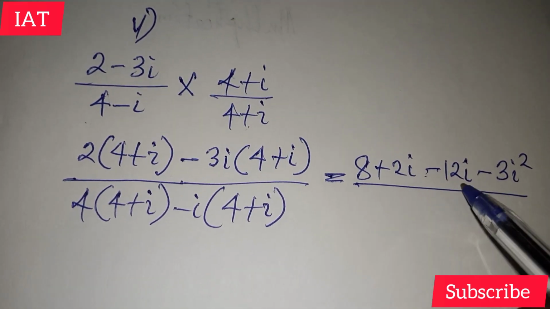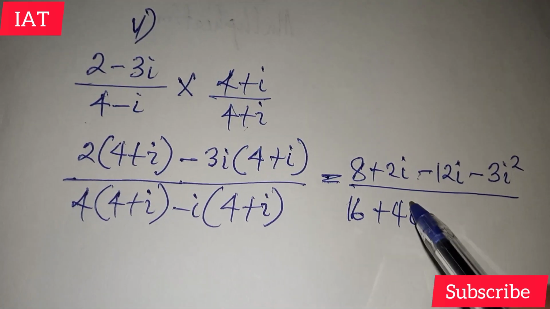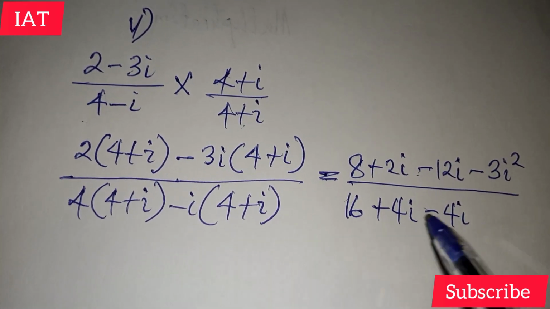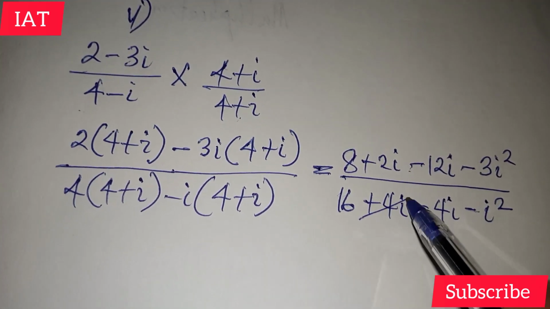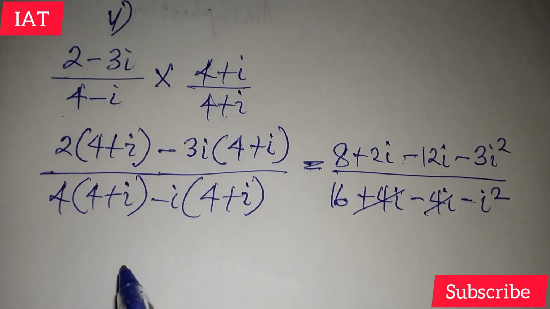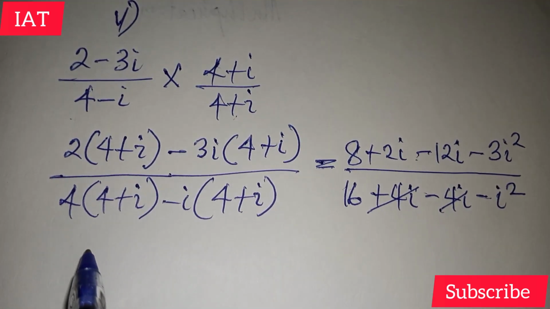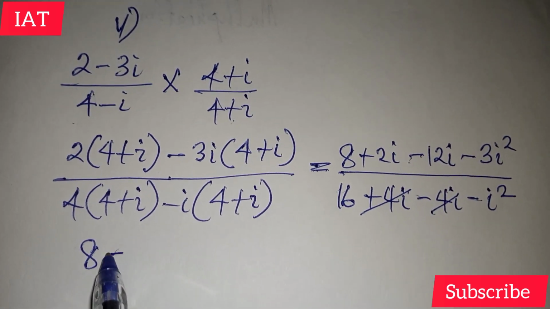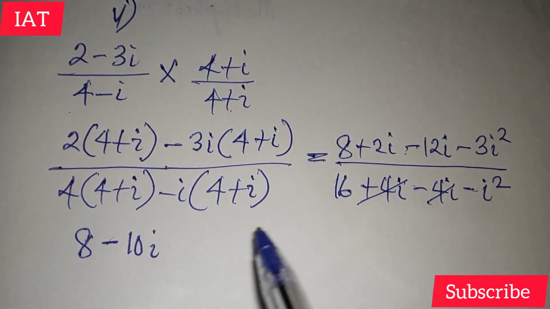And this divides: 4 times 4 is 16, and 4 times i is 4i. Again, minus i times 4 is minus 4i, and then minus affecting this plus will give us minus i times i is i squared. Minus i, 4i minus 4i, that will be 0. And on the numerator, we'll be having 8, 2i minus this will give minus 10i. Right? 2i minus 12i will give that.